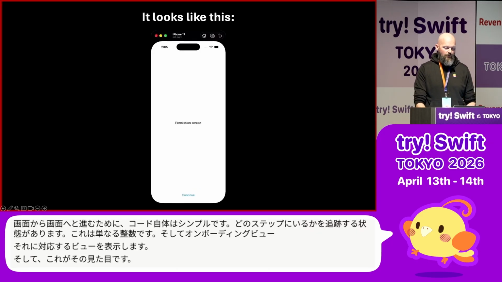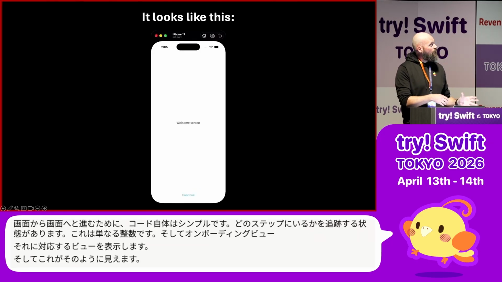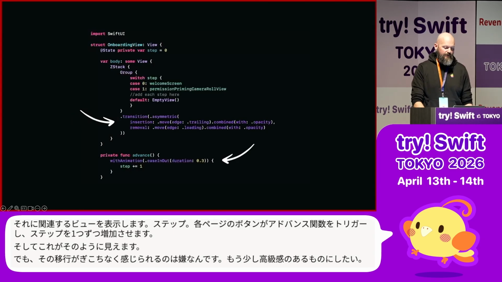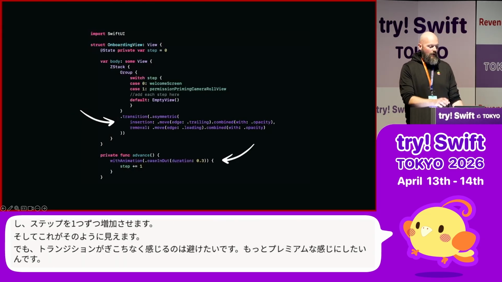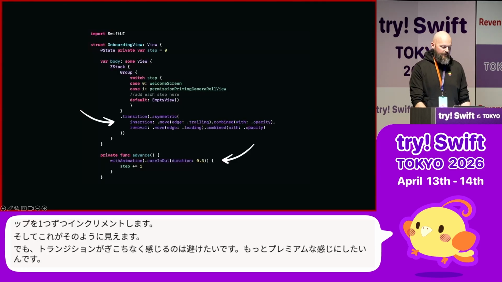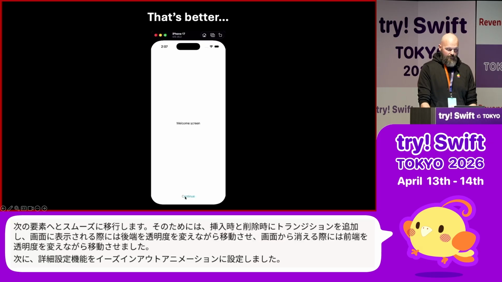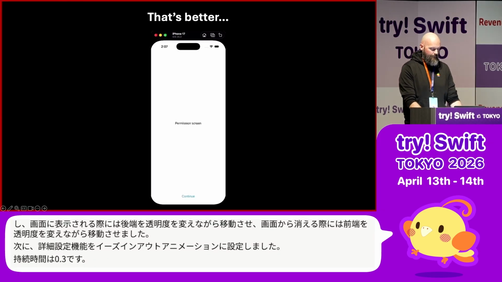But I don't want the transition to feel so clunky. I want it to be a bit more premium, like each step slides into the next. To do that, I added a transition for insertion and removal: move the trailing edge with opacity when it's coming onto the screen, and move the leading edge with opacity when it's going off the screen. Then I set the advance function as an ease-in-out animation with a duration of 0.3. And then it looks a little bit nicer.